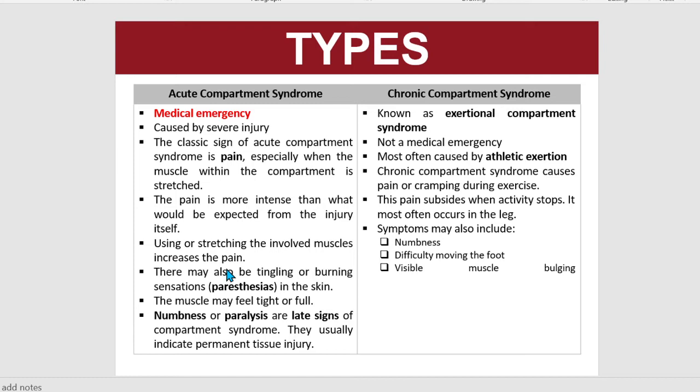Chronic compartment syndrome is known as exertional compartment syndrome. It is recurrent. It is not a medical emergency, most often caused by athletic exertion. Chronic compartment syndrome causes pain or cramping during exercise. This pain subsides when activities stop. It most often occurs in the leg. Symptoms may include numbness, difficulty moving the foot, and visible muscle bulging. Most times, muscle cramps.